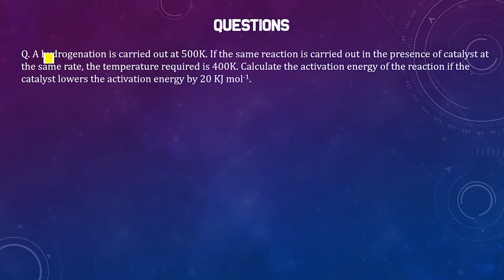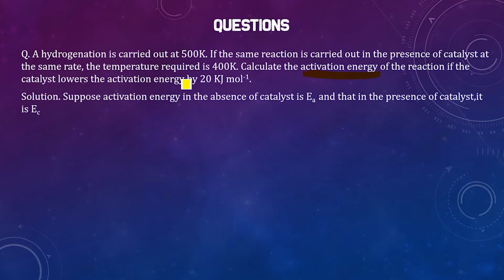The next question is, a hydrogenation is carried out at 500 Kelvin. If the same reaction is carried out in the presence of a catalyst at the same rate, the temperature required is 400 Kelvin. Calculate the activation energy of the reaction if the catalyst lowers the activation energy by 20 kilojoule per mole. So how to solve? The activation energy is going to be lowered by 20 kilojoule per mole. So you actually have to find what the activation energy of that reaction was. Okay.